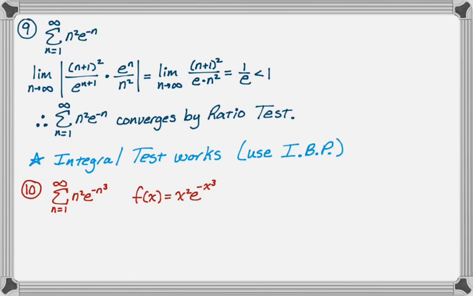So I'm being a little sloppy on this. I really need to show that this thing is decreasing, continuous, and positive. It's definitely continuous, definitely positive. And if you do the work, you'll see it is decreasing for x greater than or equal to 1. It's like 0.89 or something.